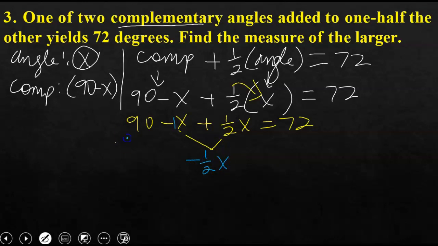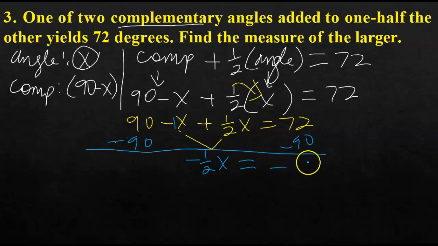And then if we subtract 90 from both sides, that would give us 90 over here. We have negative, because 90 is bigger and is negative, so whenever we have a positive and a negative, we basically subtract them. So that will give negative 18.